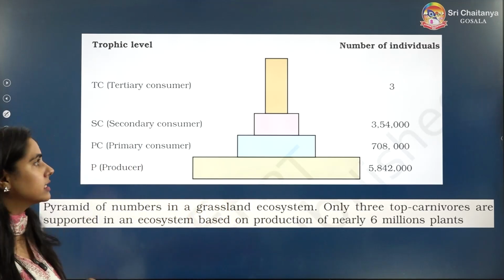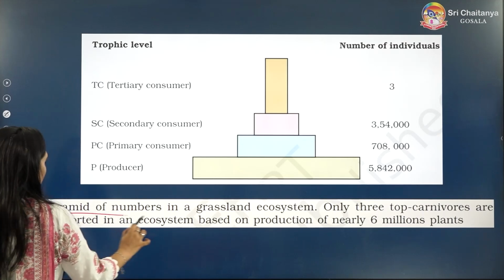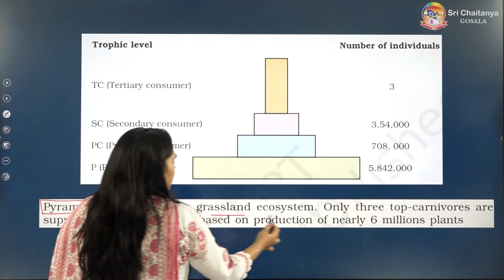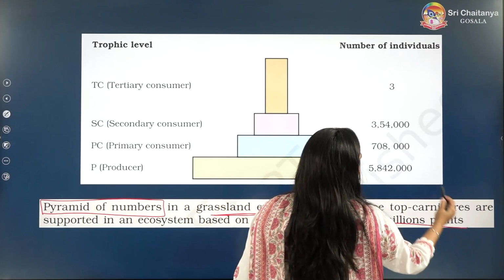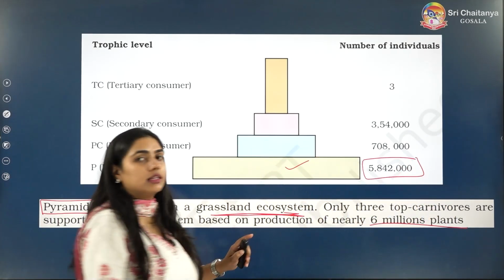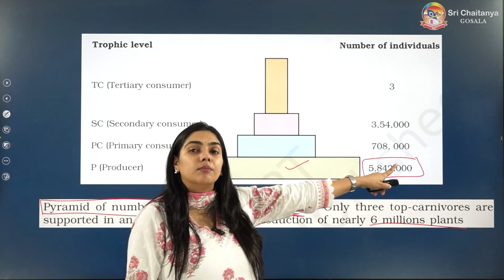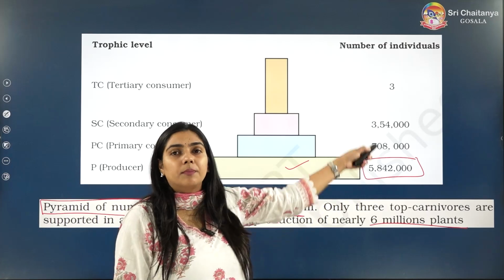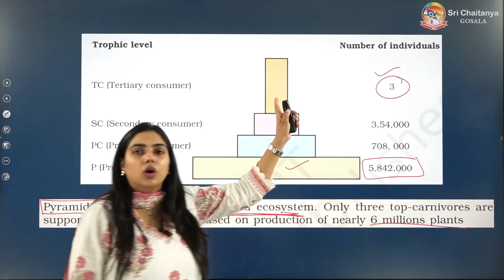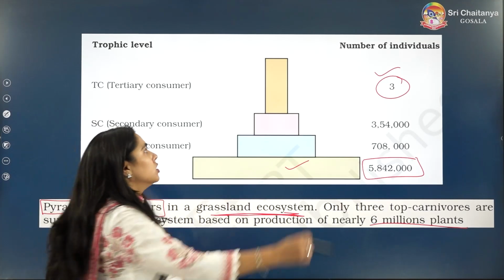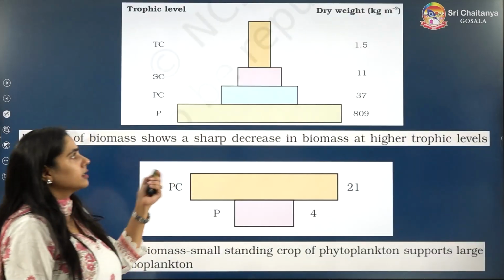Now you can see the example of the pyramid of number here, in a grassland ecosystem. Nearly 6 million plants are there at the first trophic level. But this ecosystem can support only 3 top carnivores. So this is an upright pyramid, isn't it?